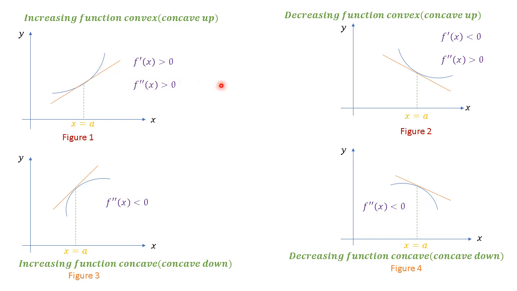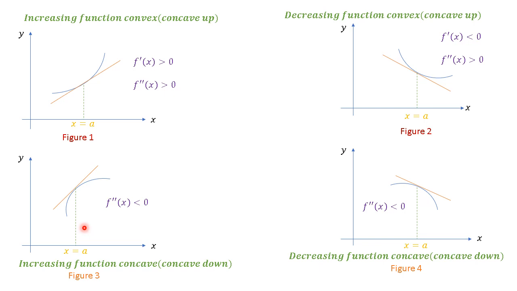And it's the same thing in figure 2. See figure 2. Here, whether the graph is decreasing or increasing, a concave up graph lies above its tangent lines. See figures 3 and 4.